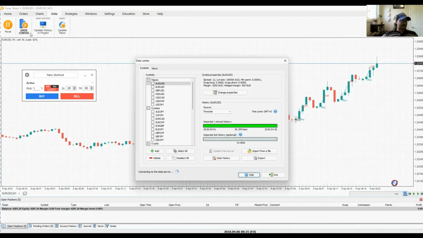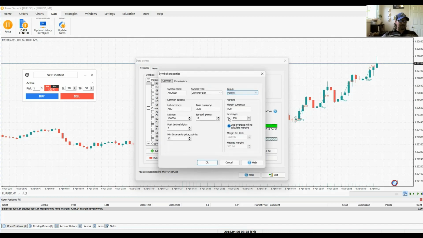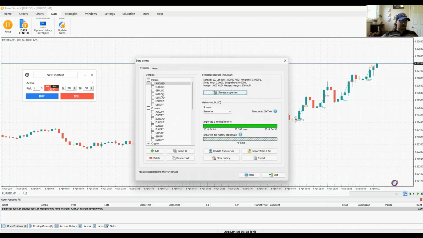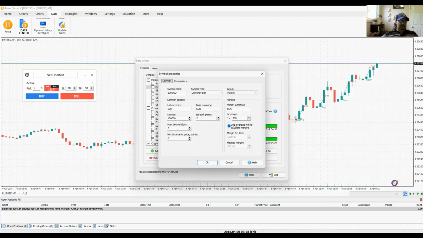Also, when you go to data center, once you've downloaded some data, like the Euro USD, then you can type in your own spread. So whatever your broker offers you as your typical spread, I would put it in here because that's going to affect your trading results, and you can factor that in. So if you typically have a 1.2 pip spread, put in 12. This is fractional pips. So my spread's usually pretty tight, so I have it in at 2.